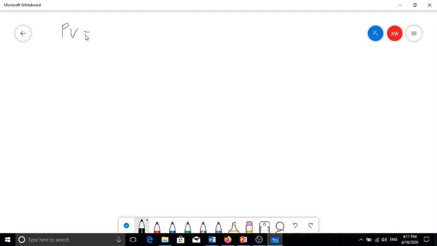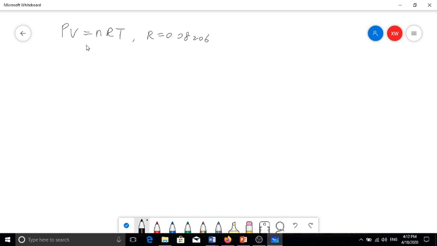PV equals nRT, where R is a constant, and we're strictly using atm, liters, moles, and Kelvin for temperature. We have a very restricted rule about the units we need to use here. Now, if we rearrange this, depending on what you're trying to solve, you can solve for P, V, n, or T. But you need to know all the other things to solve for the last one.